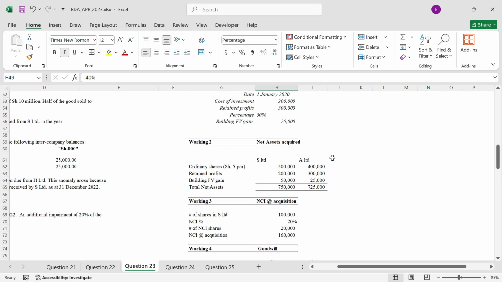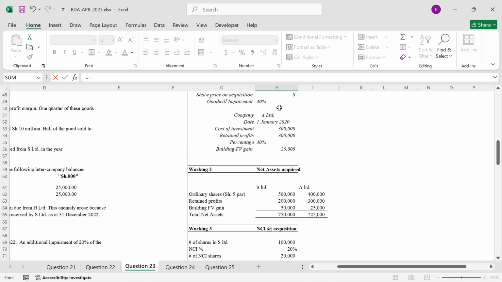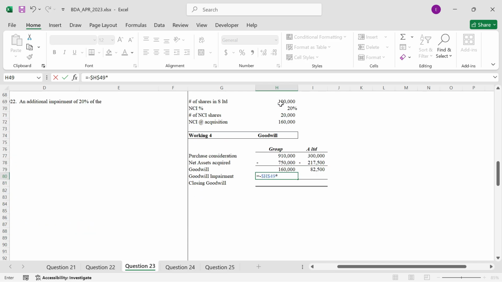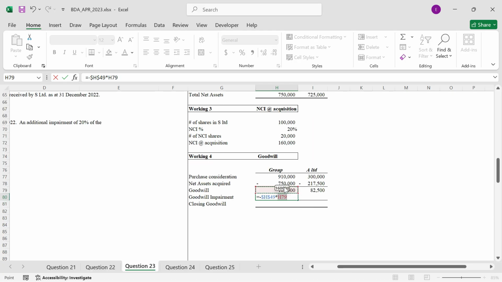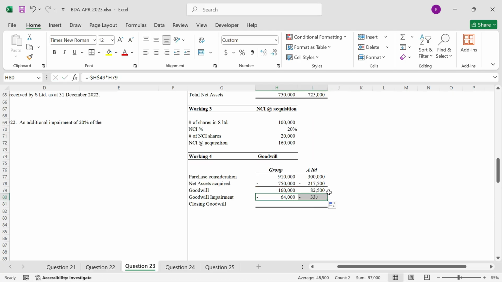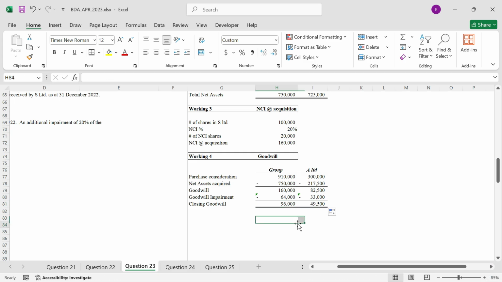Which I will now use here at the bottom. So the equal minus 40% of 40% which I log of my goodwill. Then the sum of these two should give me my closing goodwill. Now beyond goodwill, I can go ahead and do all the other calculations.